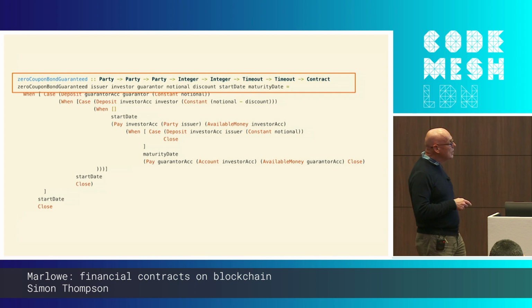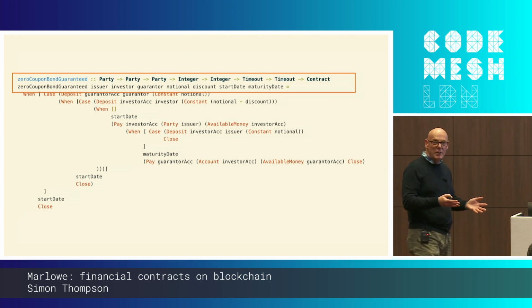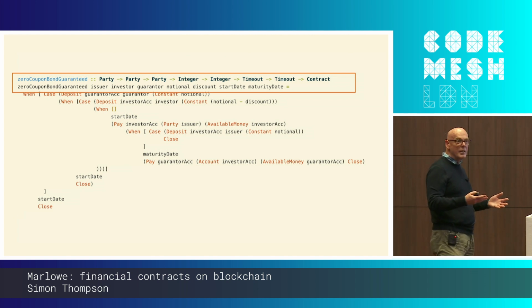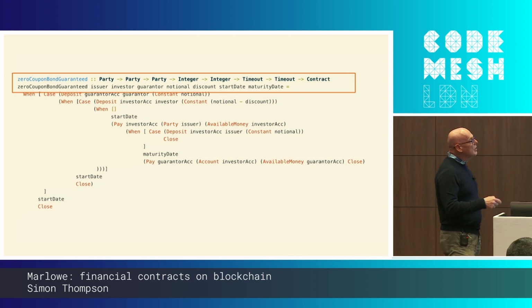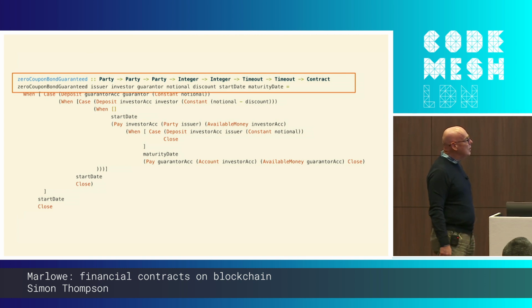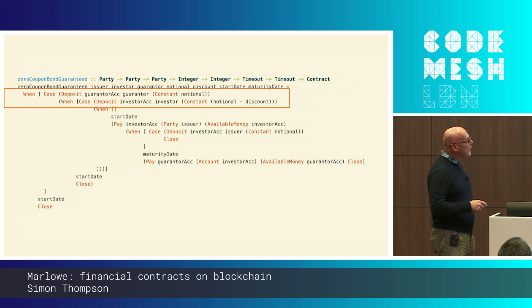And you can see the parties are issuer, investor, and guarantor. We've got a notional value and a discount. We've got a start date and a maturity date. So we've got a template, if you like, for what one of these contracts looks like. So function equals template. And then what do we do? We wait for the guarantor to put money into the contract. And then we wait for the investor to put money into the contract. The guarantor puts in the whole value, the investor puts in the notional minus the discount.